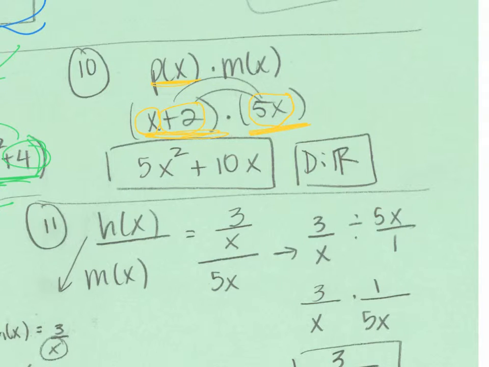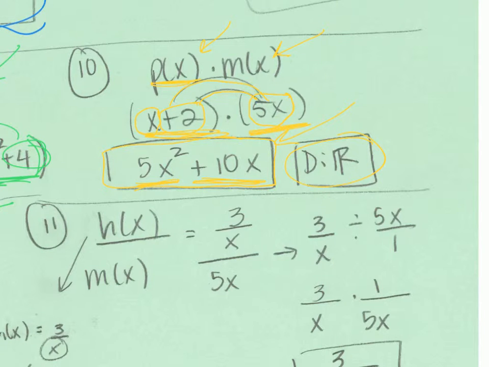You're not going to break up the 5 and the x. So distribute 5x to both. So 5x times x is 5x squared. 5x times 2 is 10x. You cannot combine 5x squared and 10x. That's your final answer. There's no restrictions on p of x, m of x, or our final answer.